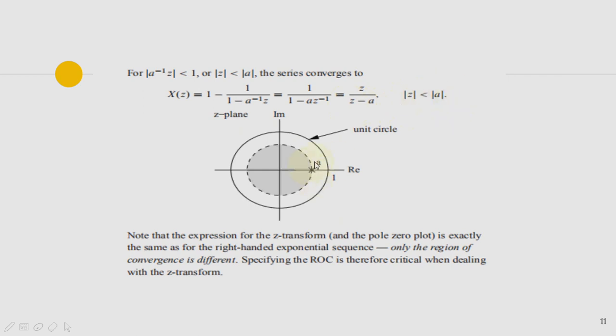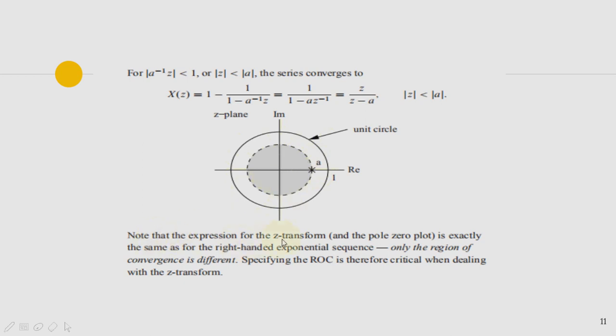So the pole a is plotted on the real axis and mod of z is less than mod of a, so the ROC is below the point a. So this ROC does not include the unit circle, so the Fourier transform does not exist here.